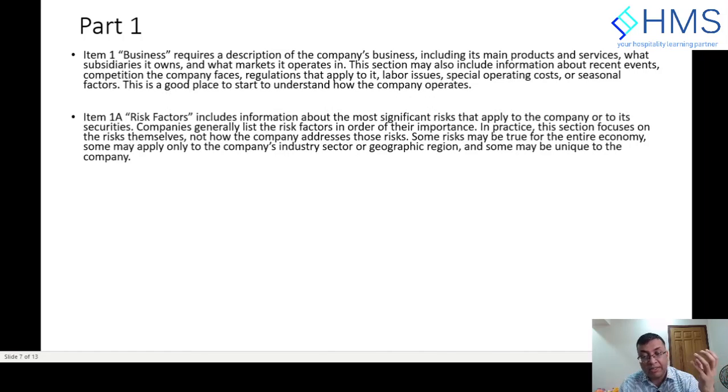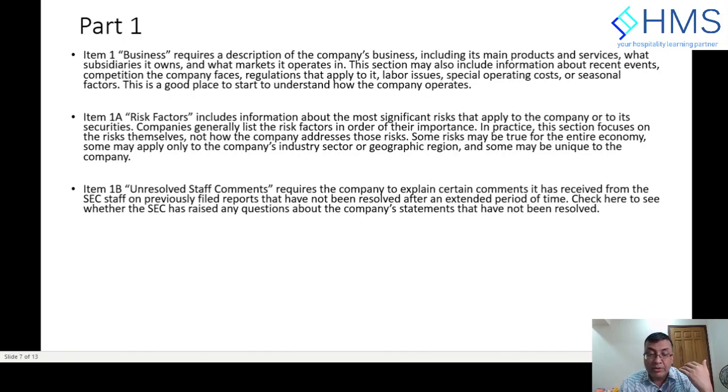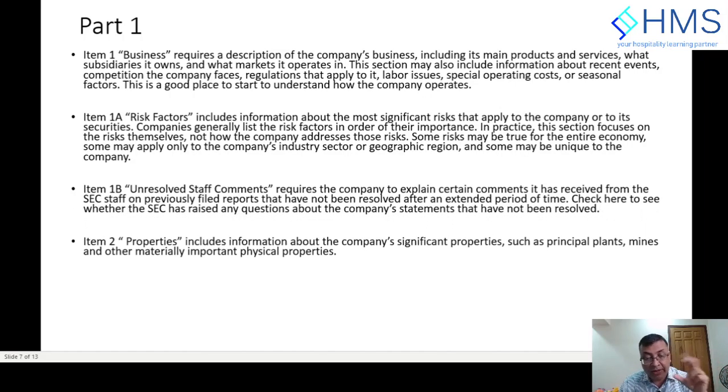Then you have the risk factors in these markets wherever they are operating. It can be financial risk, interest risk, geographical risk, or operating risk, and the company has to explain them. Then you have item 1B, which is called unresolved staff comments. Companies usually have to resolve all the staff comments, and if they are not resolved, they have to mention them here. Then there are the properties: the principal plants, where their mines are, and their physical properties.